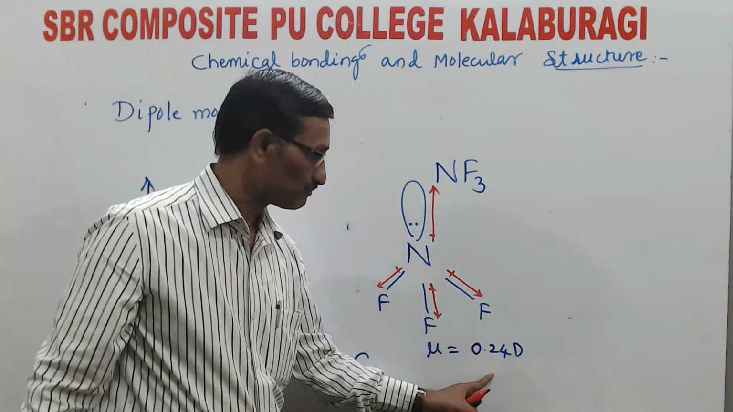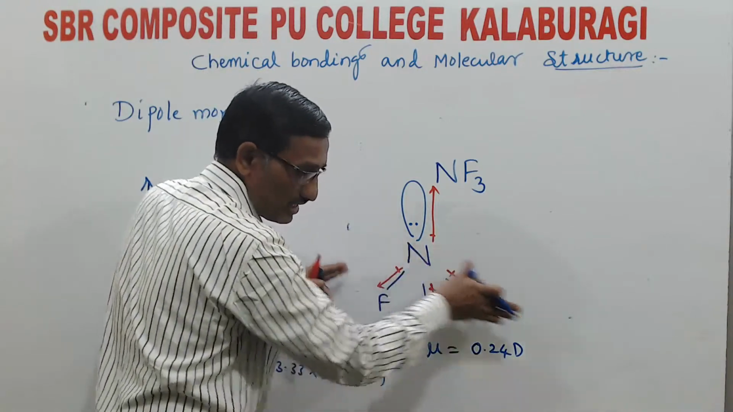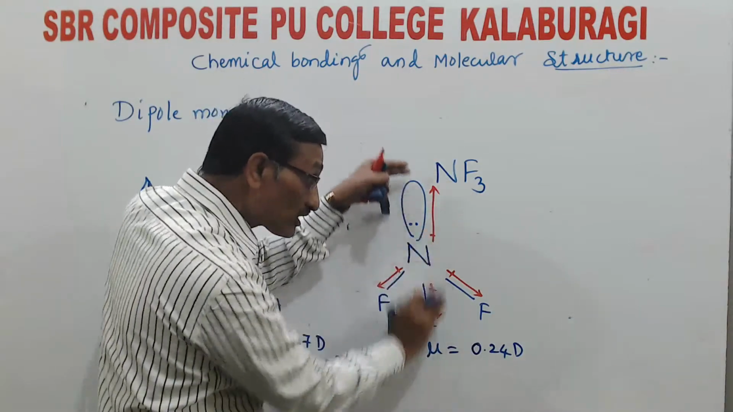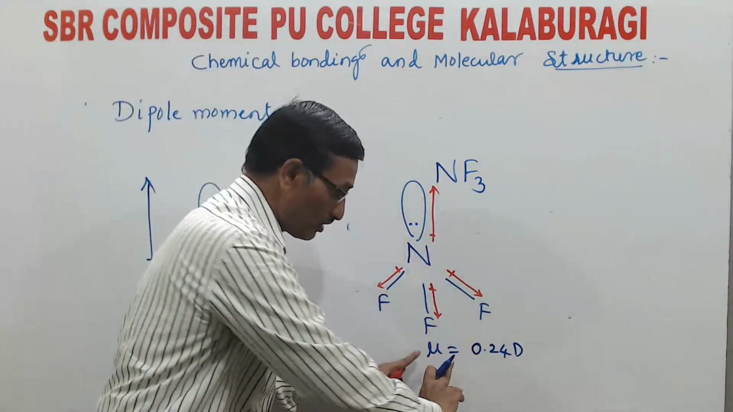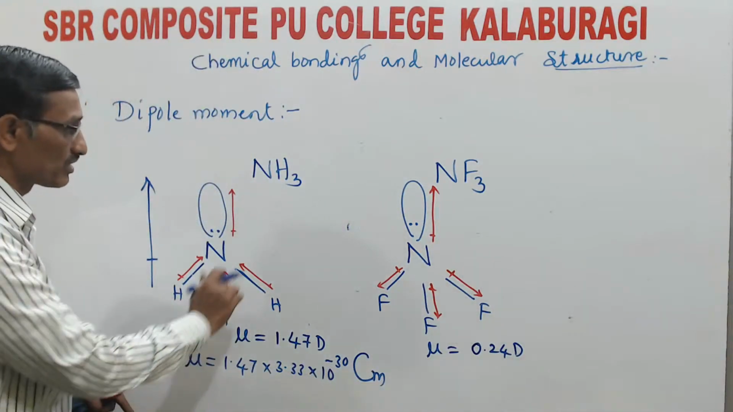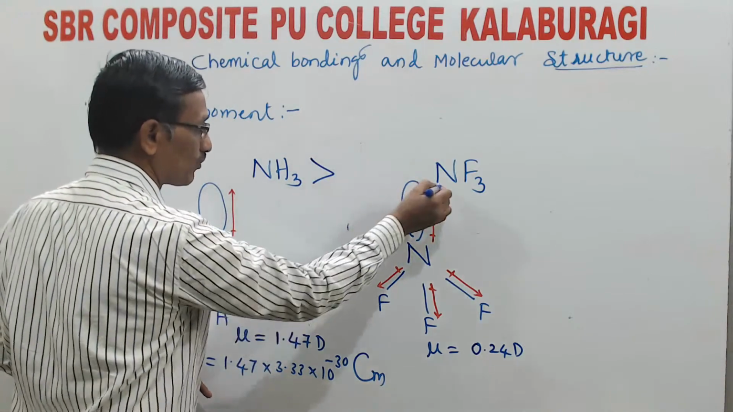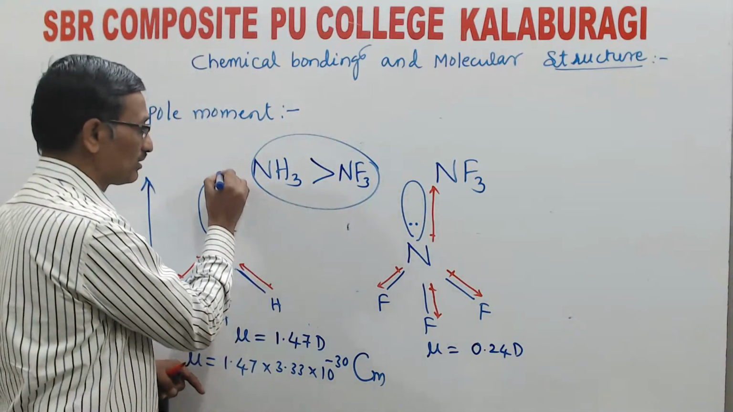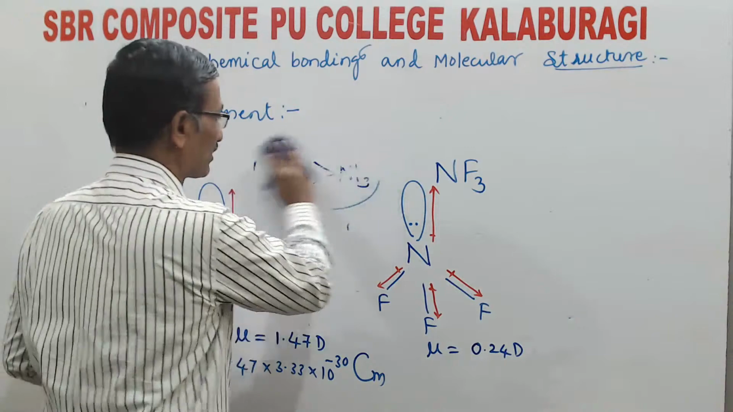Here, why is it less? Dear students, see this one. This N-F bond dipole moment and the orbital dipole moment are in opposite directions. Some of the value gets nullified, but it is not equal to 0. It is equal to 0.24 D. Because of that reason, ammonia has a higher dipole moment as compared to nitrogen trifluoride. The dipole moment of ammonia is greater than that of nitrogen trifluoride. That one you also have to remember.